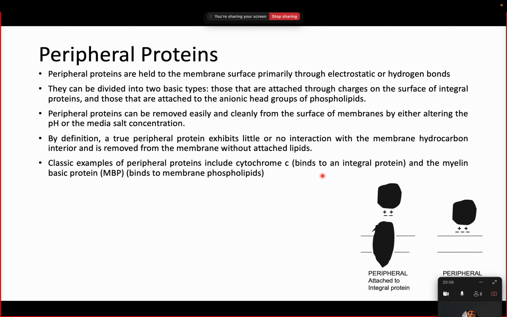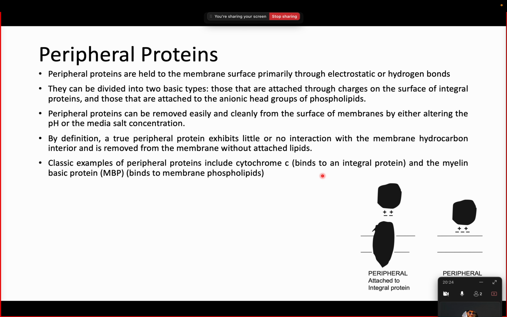Our peripheral proteins are held to the membrane surface primarily through electrostatic or hydrogen bonds. They can be divided into two basic types, those that are attached through charges on the surface of integral proteins and those that are attached to the anionic head group of a phospholipid.